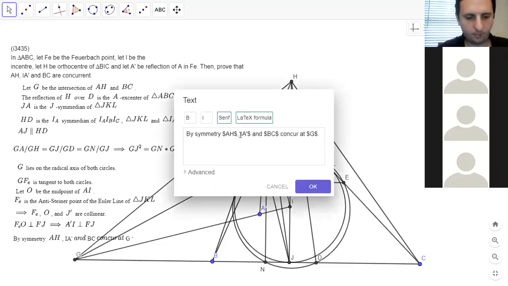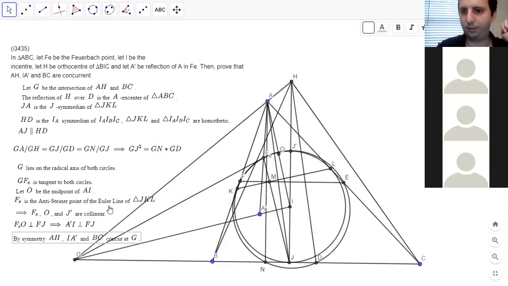All right, I'm going to move on to the next problem, but this is really interesting. I didn't know all the stuff about the anti-Steiner point, so it seems like it's pretty useful.